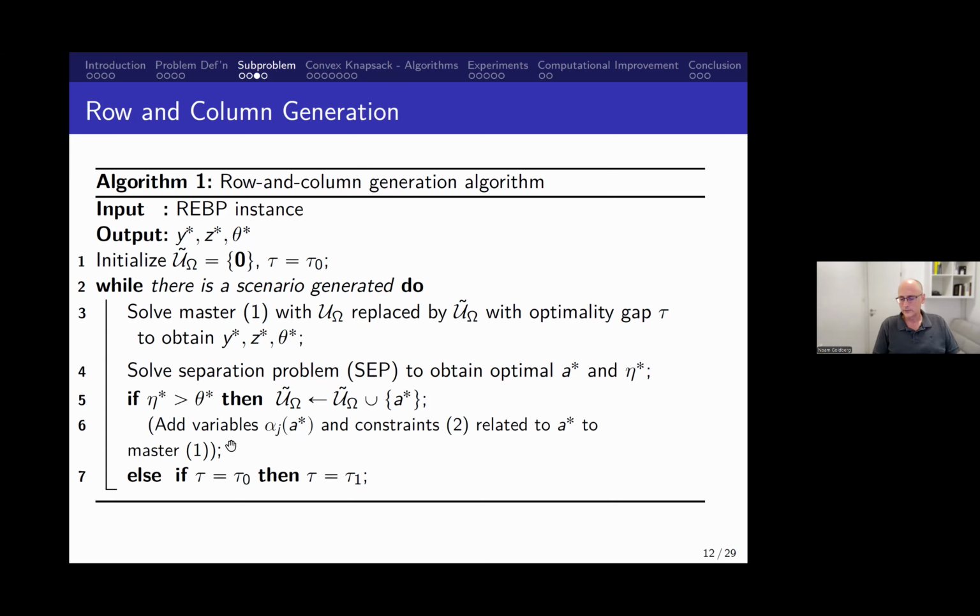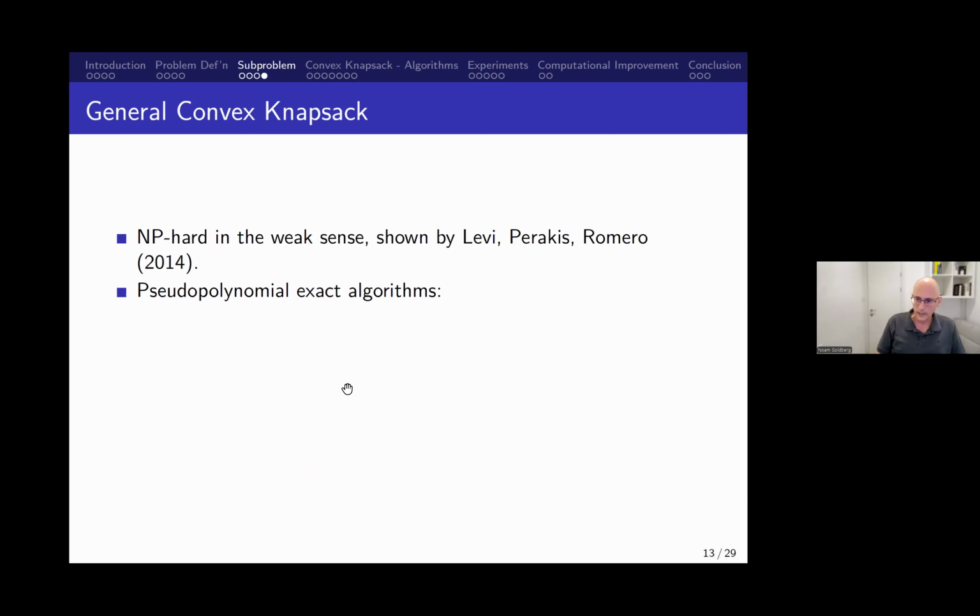So we solve the master with the loose optimality gap and tighten it once we cannot determine any scenario with that optimality gap. And once we tighten, we may find some more scenarios violating the constraints until we're finished. Okay, we'll get to that sooner in the computational part. So now I said I would get into the convex knapsack problem, with just a brief survey of the related literature.